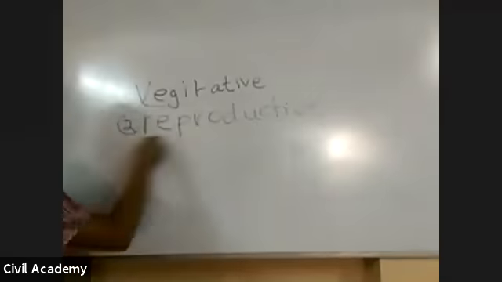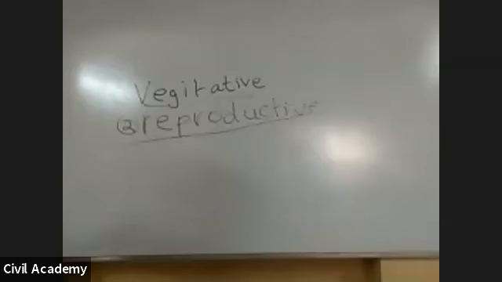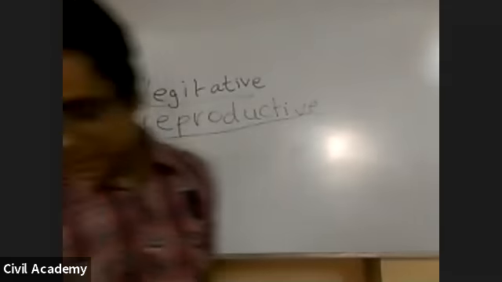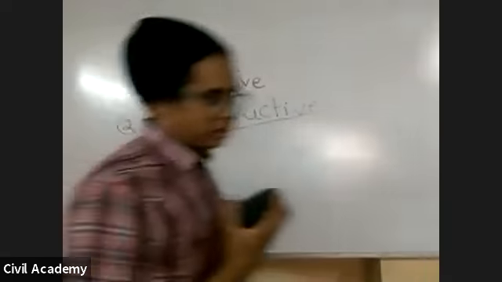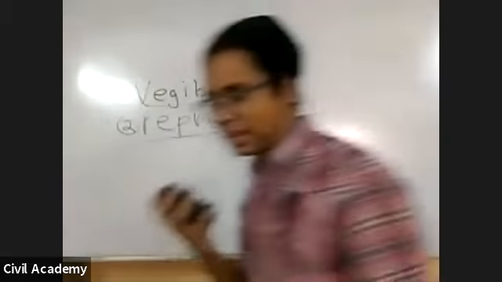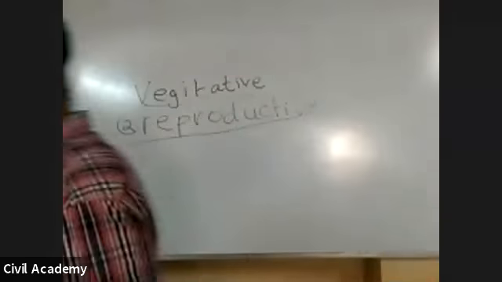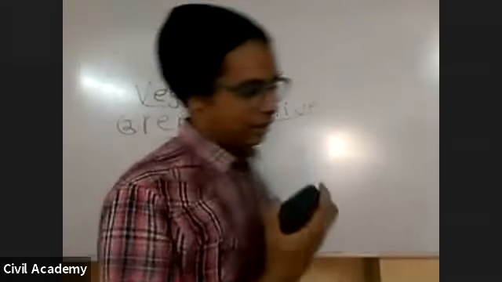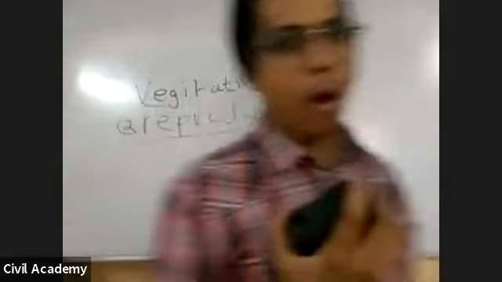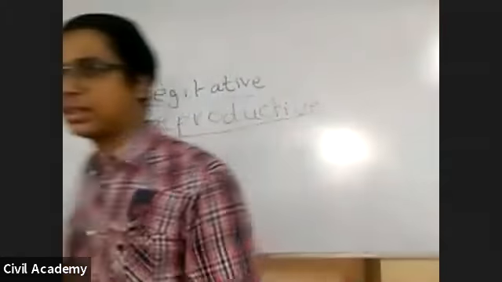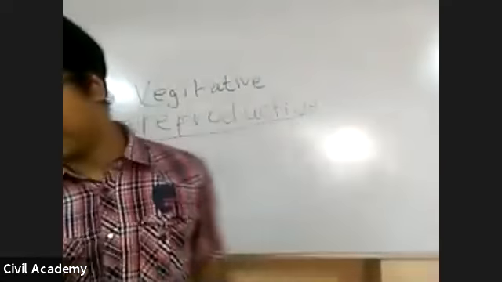Second type is reproductive organs. Take this down. Organs that take part in the reproduction process of a plant.